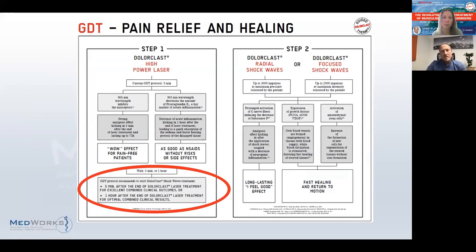And after 5 minutes, or if you have the time, after 1 hour, you will see that the pressure you can use for your shockwave is much higher. And so the energy density flux is much higher and the results are much better. I will show you. I feel the good effect is a little more long lasting, and the healing is getting faster, and I think for even longer time.